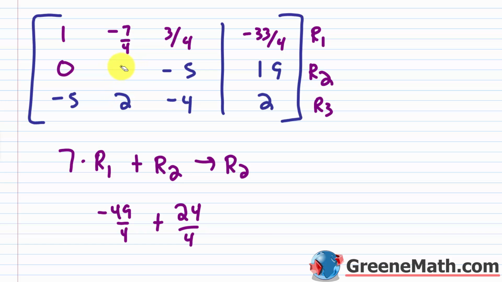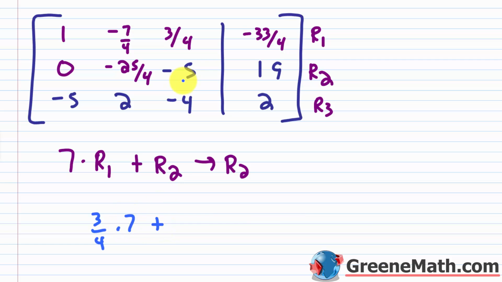So I'm going to put -25/4. Now I want to do 3/4 times 7 and add the result to this -5. So this would end up being what? It would be 21/4. So 21/4 plus -5. So I could make this -20/4.